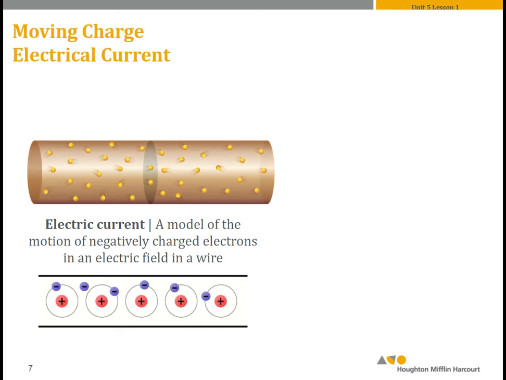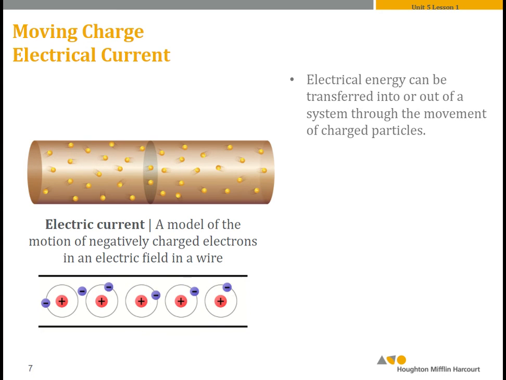We know that in metal atoms, when metal atoms are bonded to each other, the electrons are able to flow from one atom to another. And so when the electrons all tend to flow in a specific direction, that's what we call electric current. Electrical energy can be transferred into or out of a system through the movement of charged particles. So when the electrons move through the wire, we get electrical energy which is transferred through the system.